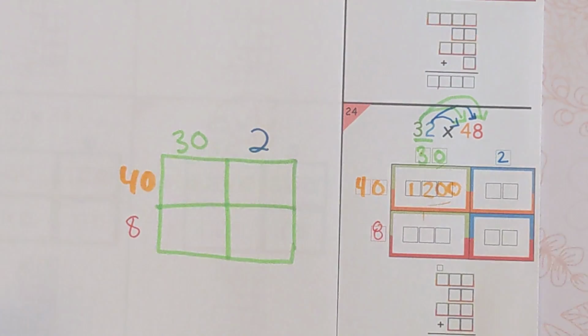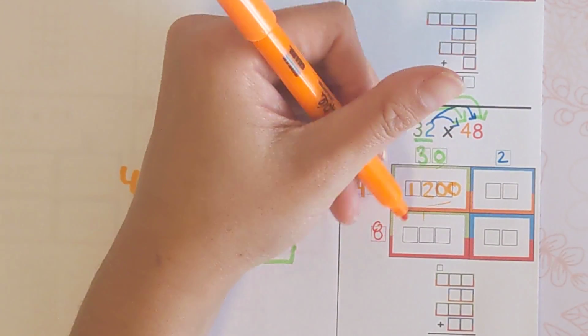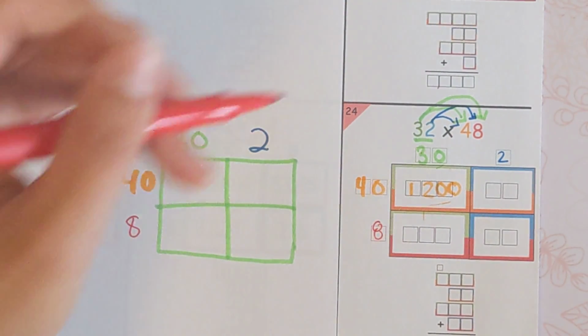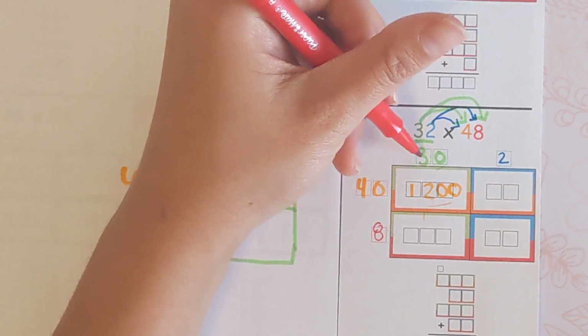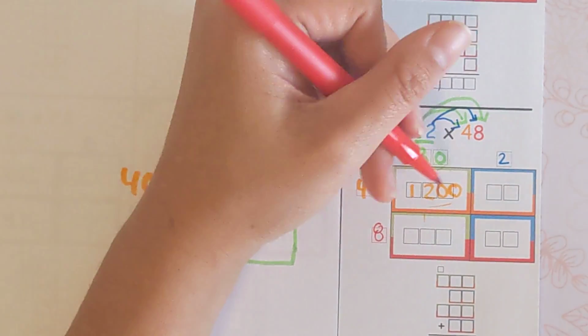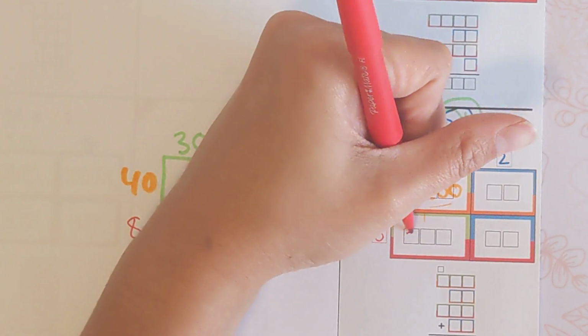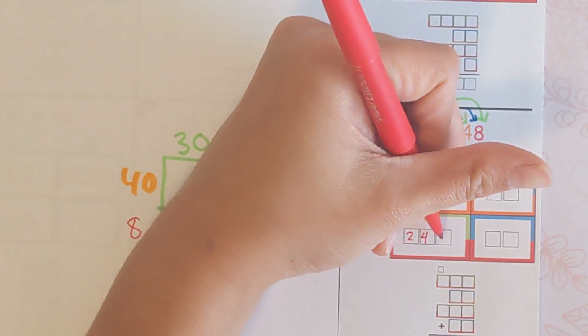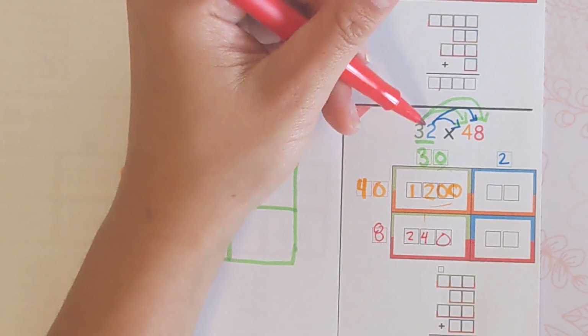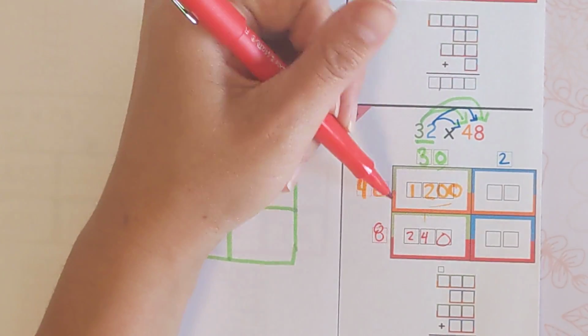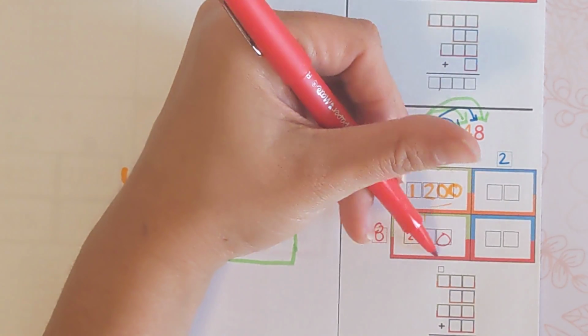Now we're going to come down and do 30 times 8. So again, forget about the 0. We're just going to do 3 times 8 and put that 0 back in. 3 times 8 is 24. And now we'll put a 0. So now the 30 is done. We did 30 times 4 and 30 times 8. So basically this right here is 30 times 48.